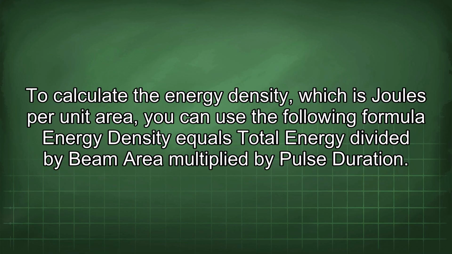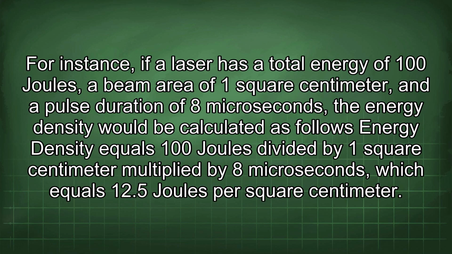To calculate the energy density, which is joules per unit area, you can use the following formula: energy density equals total energy divided by beam area multiplied by pulse duration. For instance, if a laser has a total energy of 100 joules, a beam area of 1 square centimeter, and a pulse duration of 8 microseconds, the energy density would be calculated as follows: energy density equals 100 joules divided by 1 square centimeter multiplied by 8 microseconds, which equals 12.5 joules per square centimeter.